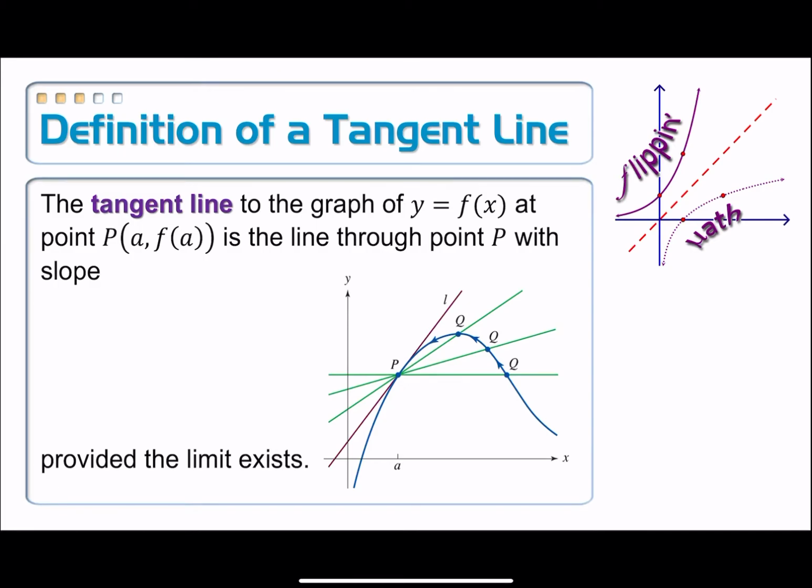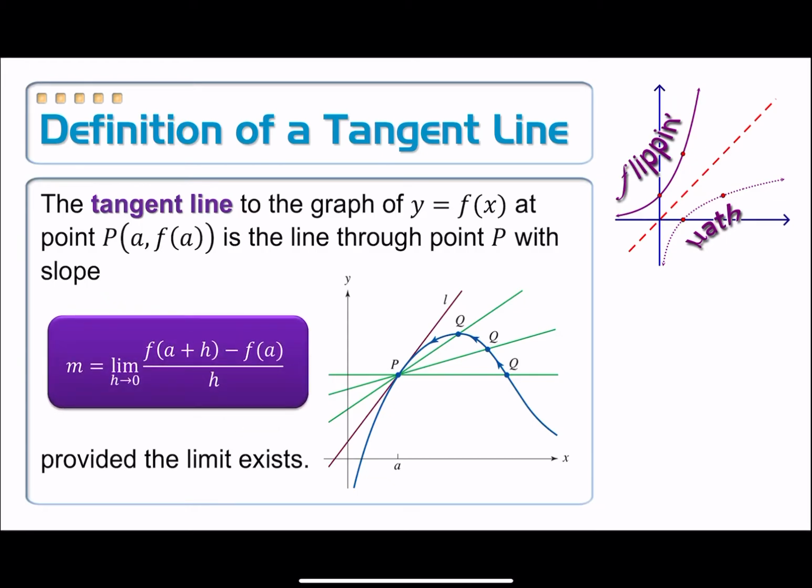So the one we looked at the beginning of the year and at the beginning of this lesson was pretty informal. So here is the actual definition of a tangent line to the graph of y equals f of x at the point P at a comma f of a: it is a line through the point P with slope, watch this, m is equal to the limit as h approaches 0 of f of a plus h minus f of a all over h. So again, this is the slope of the secant line, and we're trying to make this h as close to 0 as possible with the limit.